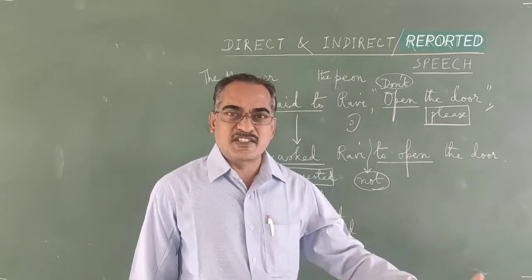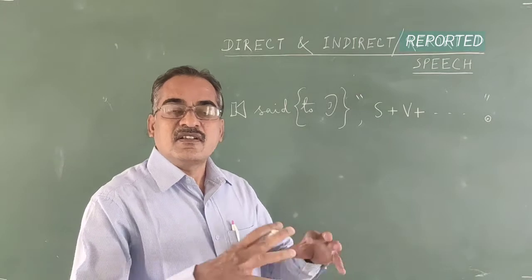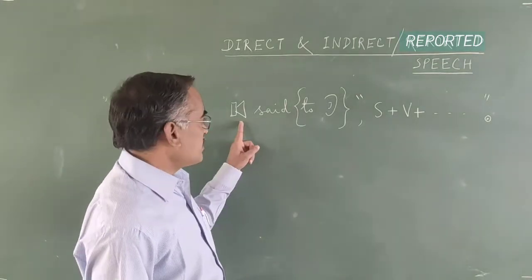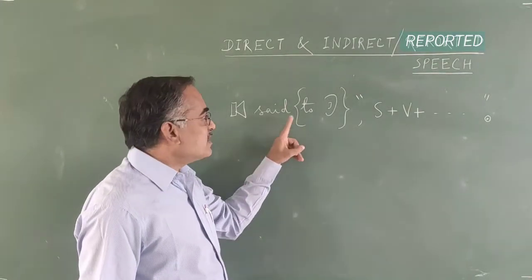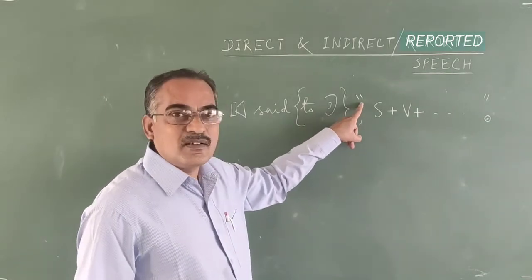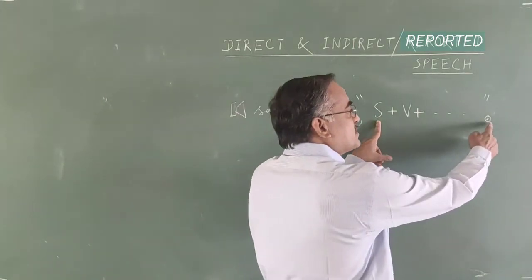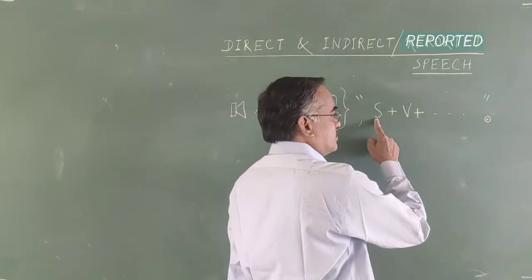Let's see a statement now. Here we see the pattern of a statement in direct speech. You find speaker said to some listener. After that a comma and opening quotations. It's a statement because it ends with a full stop and begins with a subject.